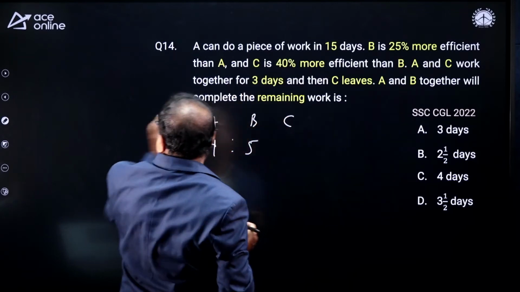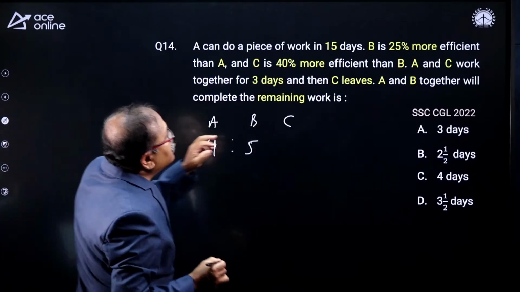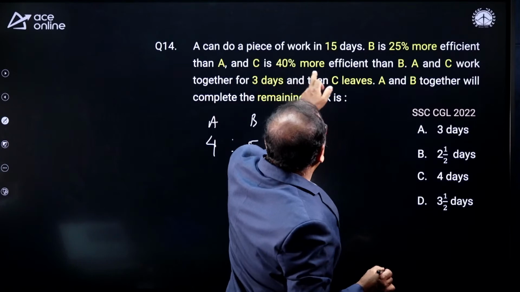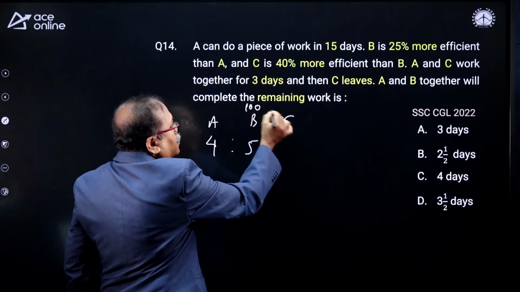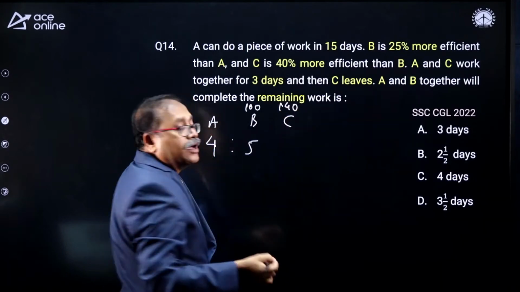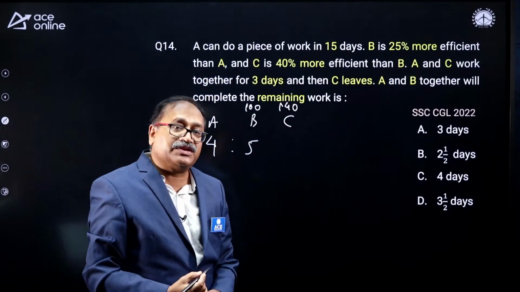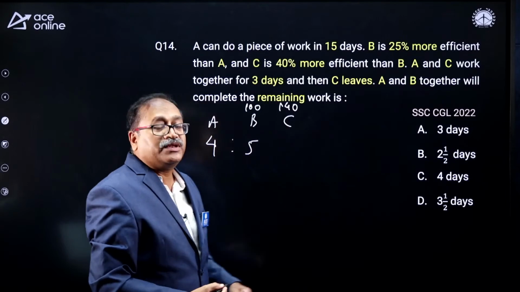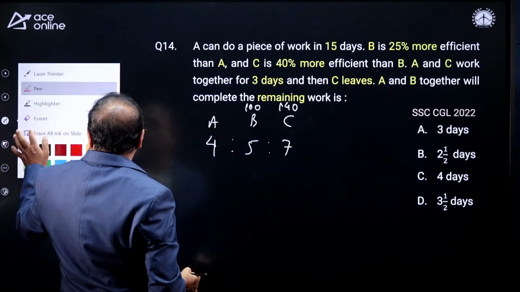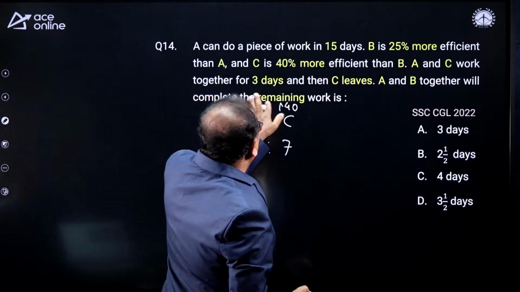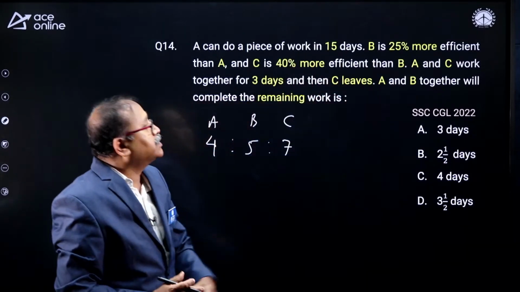Okay. Then coming to the next one. Here it says that C is 40% more efficient than B. That means if B is 100, then C is 140 and their efficiency ratio is 5:7. Look at this, 5:7. So 5 is already there. Write down the 7 over here. So I hope everyone is understanding this part. We got the efficiency ratio by using that statement.